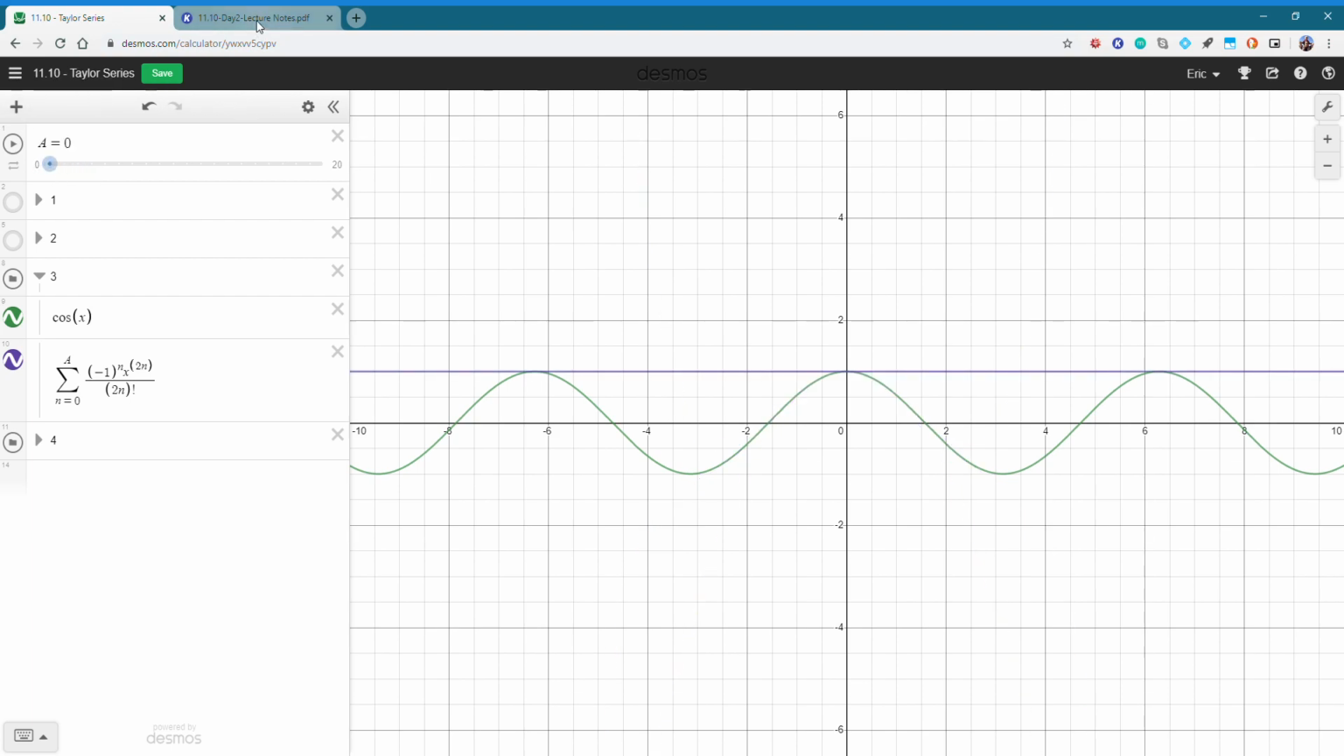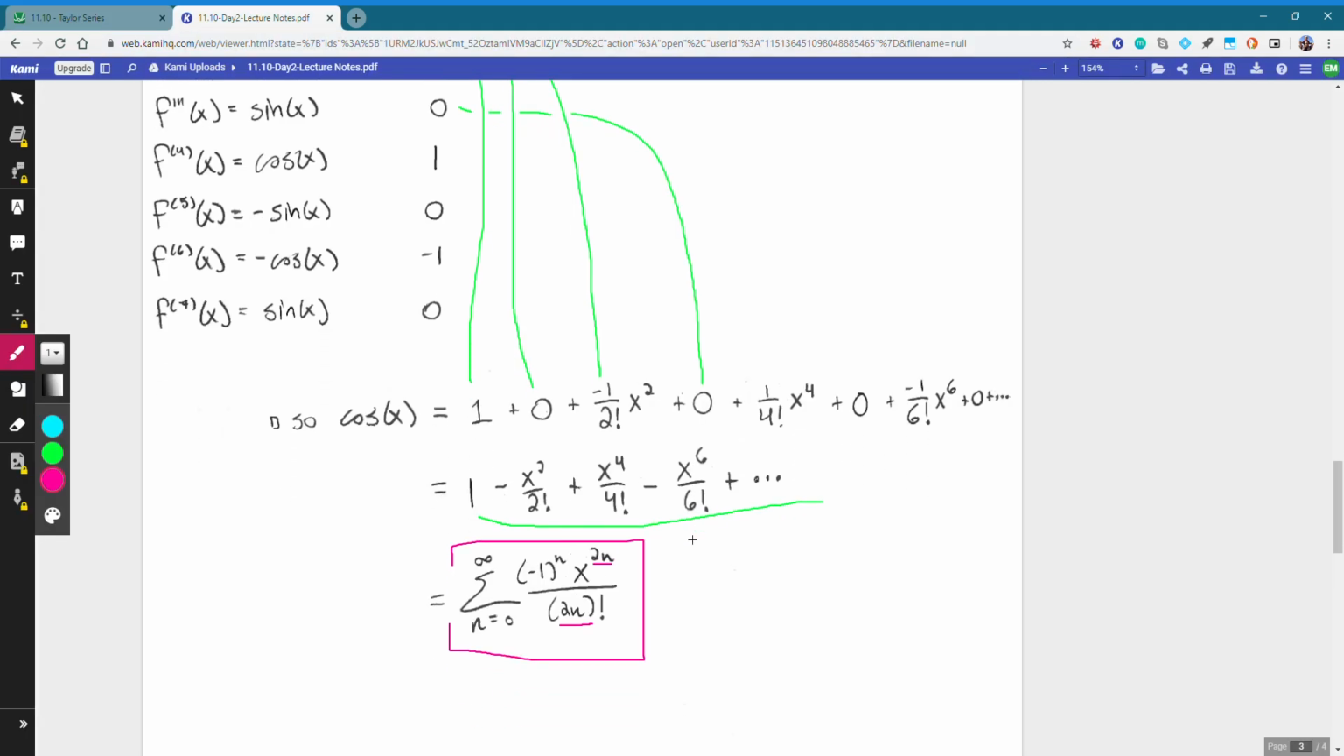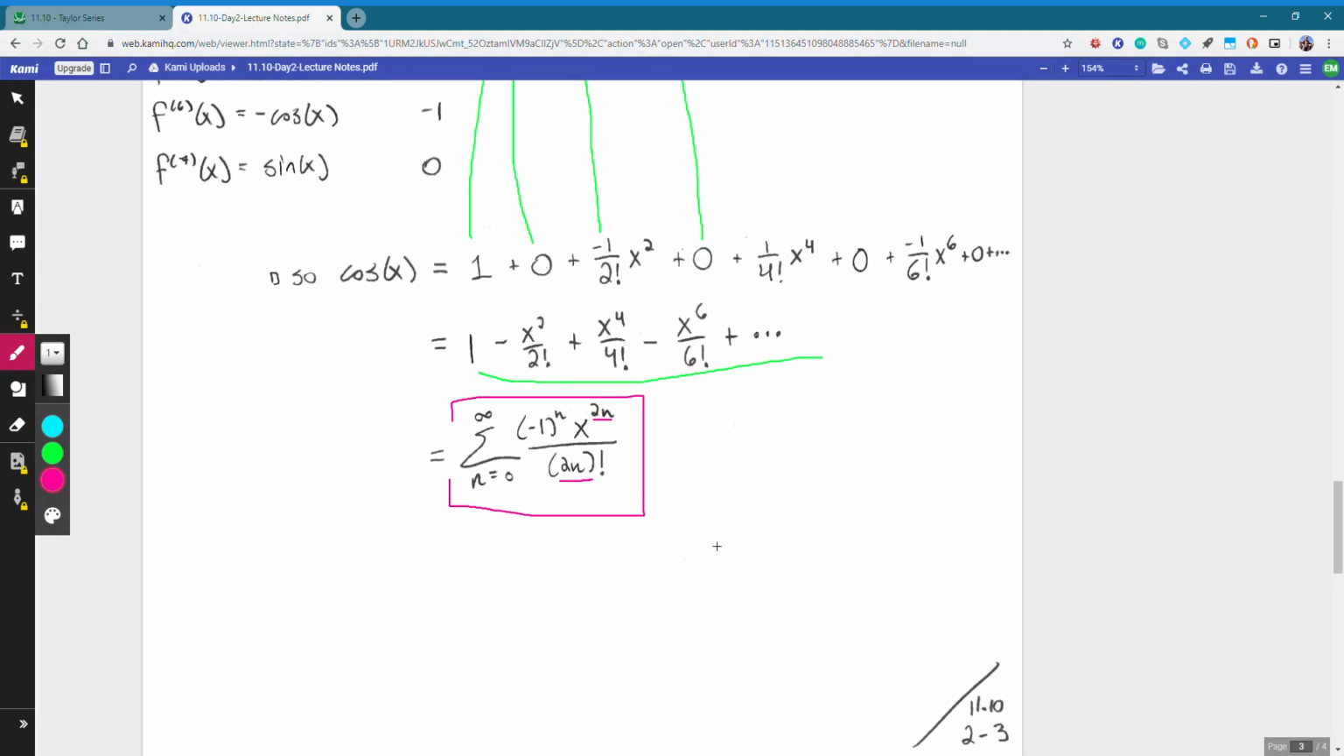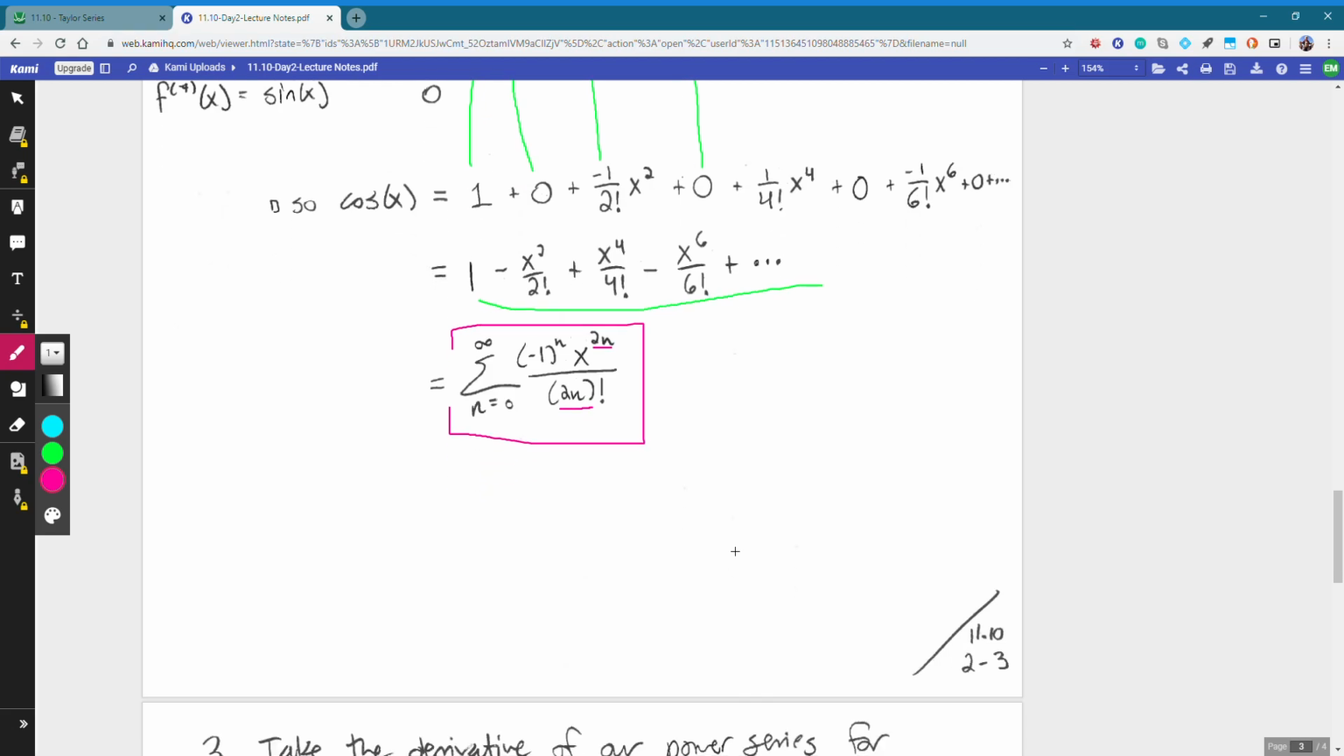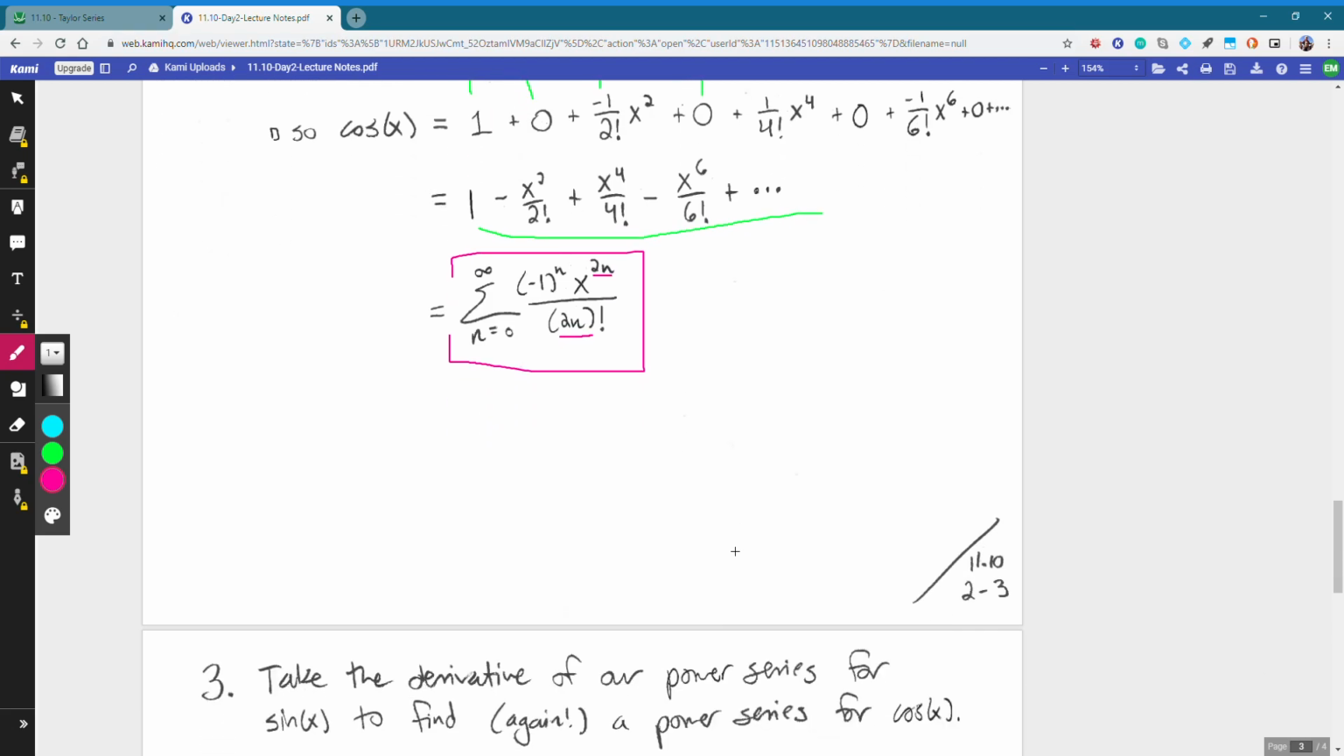So the last piece today is getting this cosine power series, but in a different way. We have this connection between sine and cosine, that the derivative of sine is cosine. Well, we can make use of that. We have a power series for sine of x from the first one we worked today. We can now take the derivative of that power series to get one for cosine.